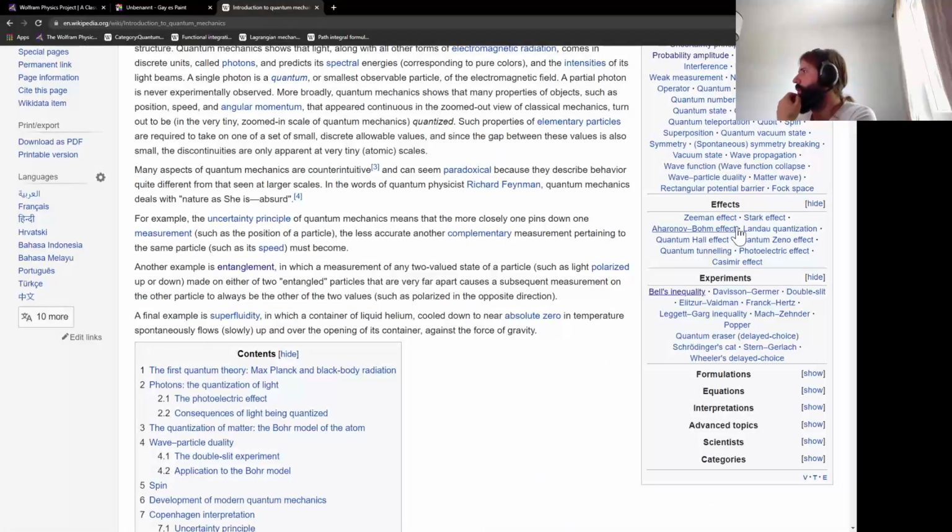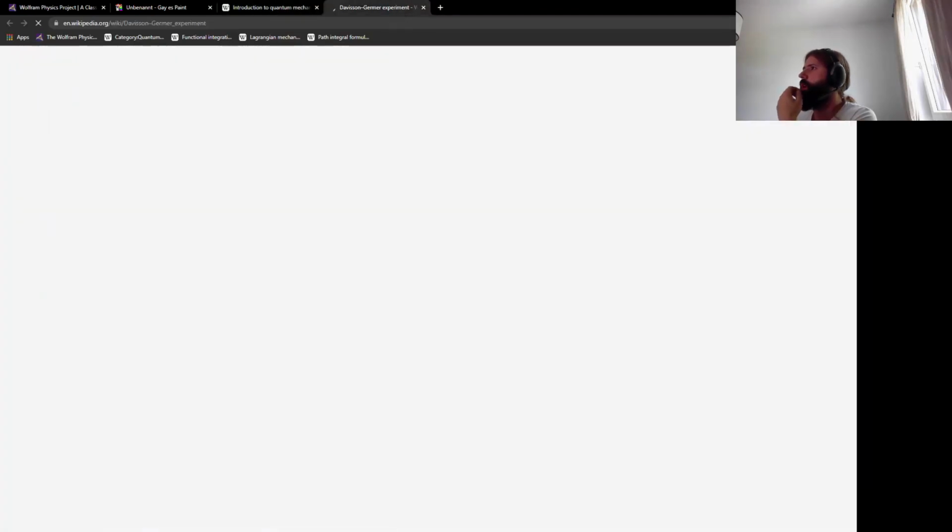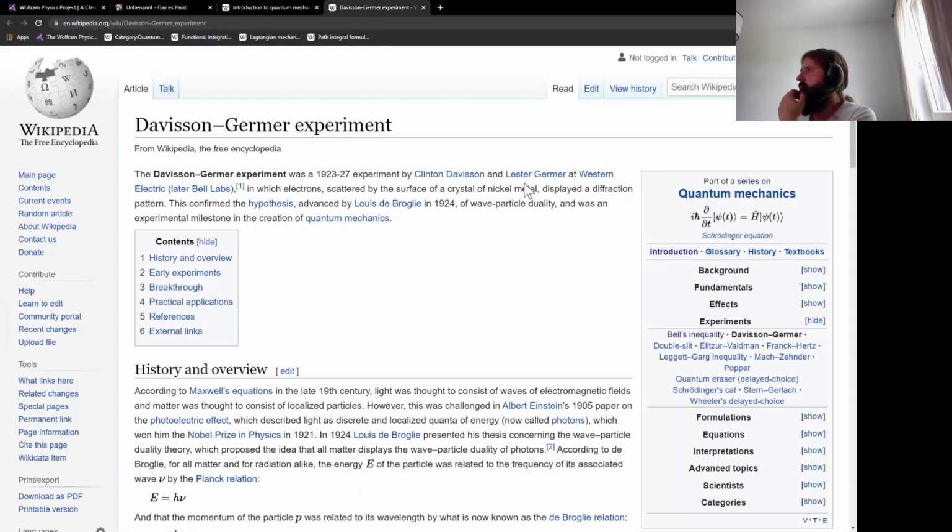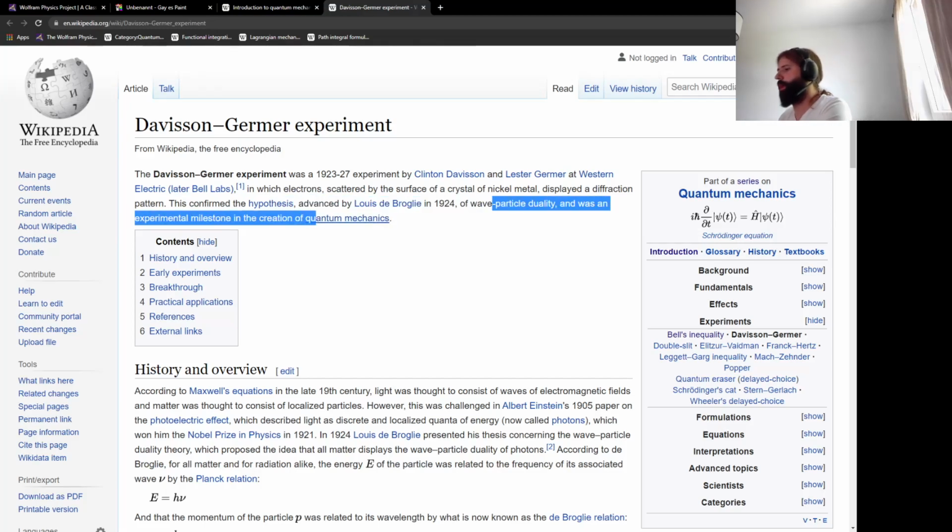Okay, and then we've got, for example, the Davisson-Germer experiment: electrons scattered by the surface of a crystal of nickel metal. This displayed a diffraction pattern. This confirmed the hypothesis advanced by de Broglie of wave-particle duality and was an experimental milestone in the creation of quantum mechanics.